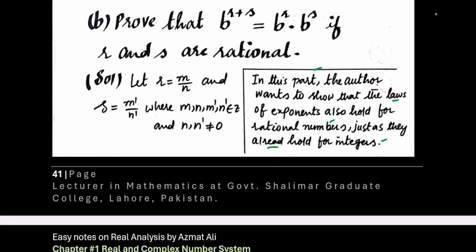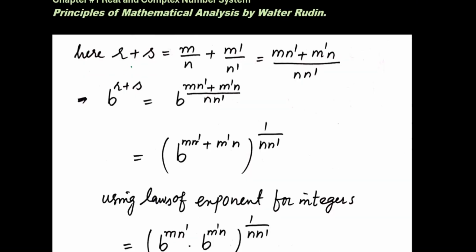Here r and s are both rational numbers, so suppose r is equal to m over n and s is equal to m dash over n dash, where m, n, m dash, n dash are all integers and the denominators n and n dash are non-zero. By adding r and s, we have m over n plus m dash over n dash. By taking the LCM, we have this expression, and by solving b raised to power r plus s, we have this expression. This expression can be written in the form of the root 1 over n into n dash.